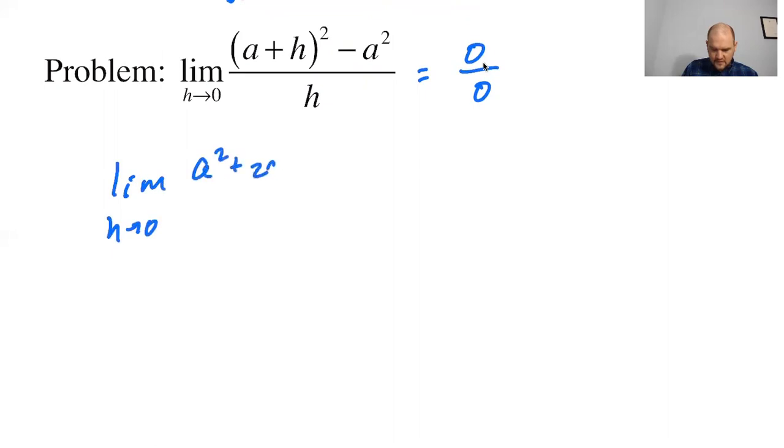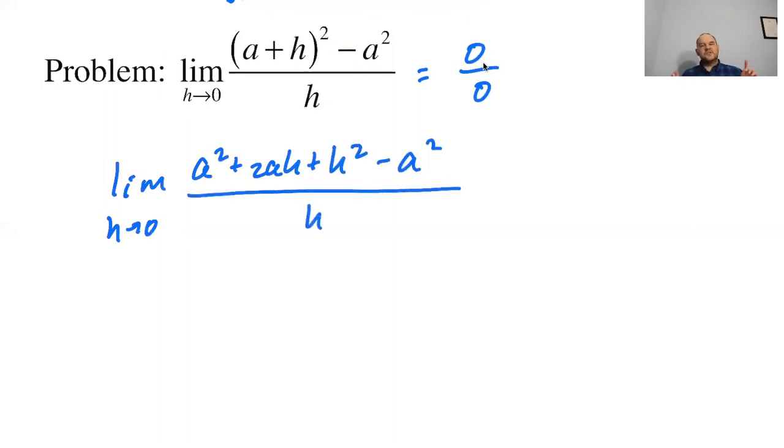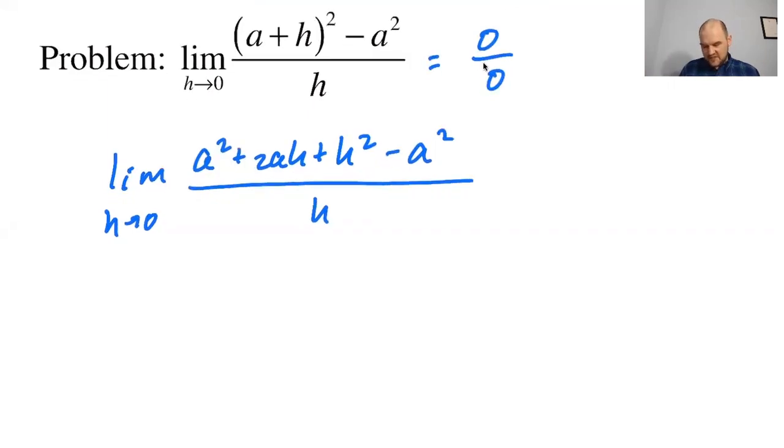A squared plus 2ah plus h squared minus a squared, all over h. Okay, so I happen to know something about this particular type of limit, which is a really common type of limit. When you get 0 over 0 to begin with, you expand everything. If everything in the numerator that doesn't have an h doesn't cancel, so in this case, a squared, there's no h, minus a squared, there's no h, you did something wrong, so go back and find it, because it's always going to cancel.